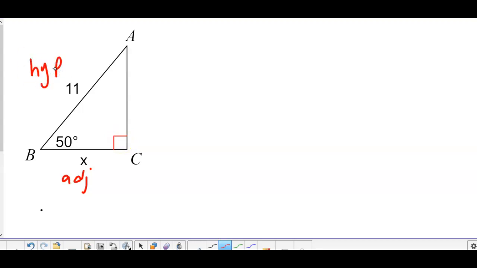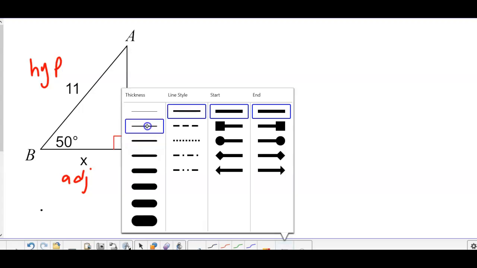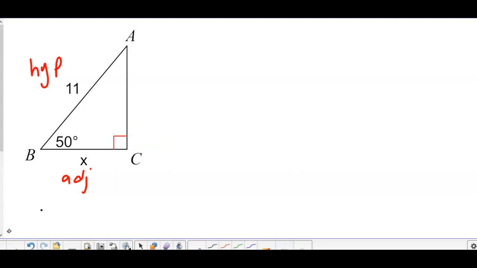So you want to think back to yesterday whenever we were defining these ratios and think about what trig function uses adjacent and hypotenuse. Well, that trig function is cosine. So you're going to set up your equation. So it's cosine of 50 degrees equals your adjacent, which is x, over your hypotenuse, which is 11.